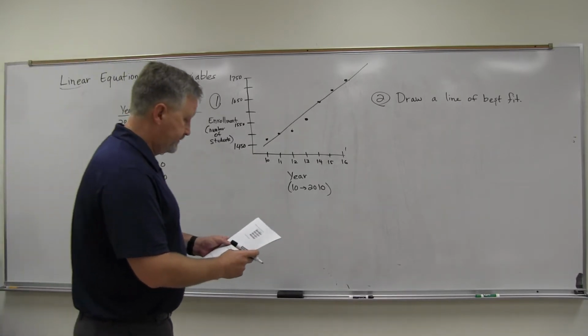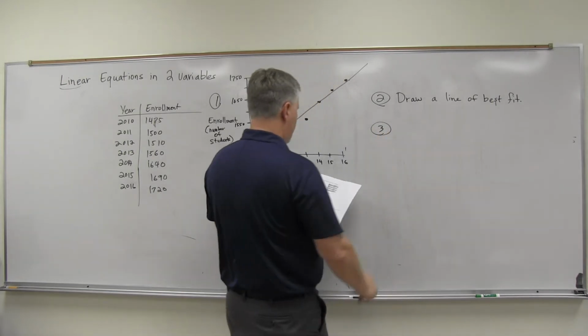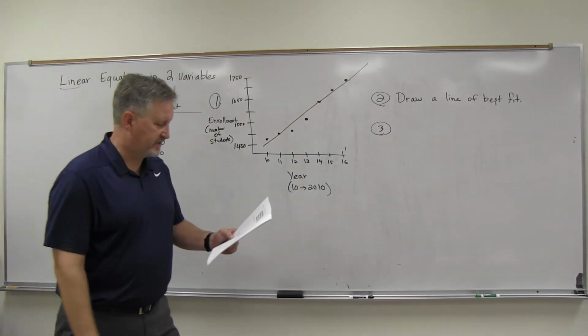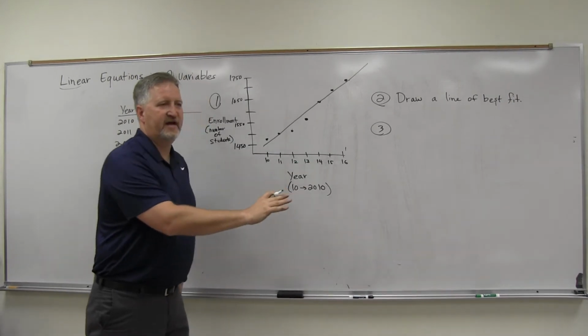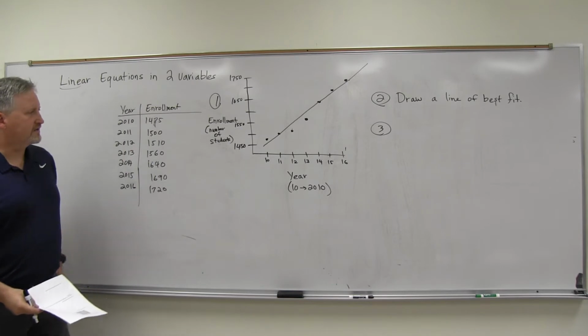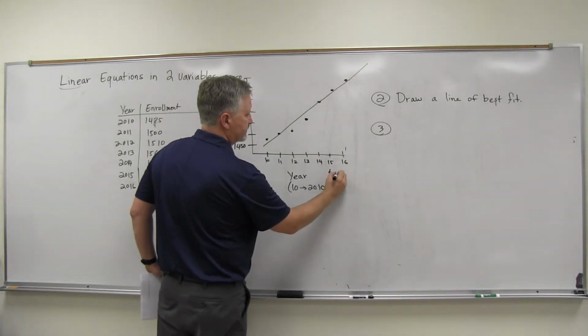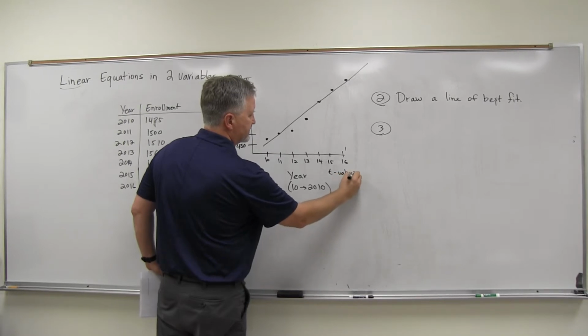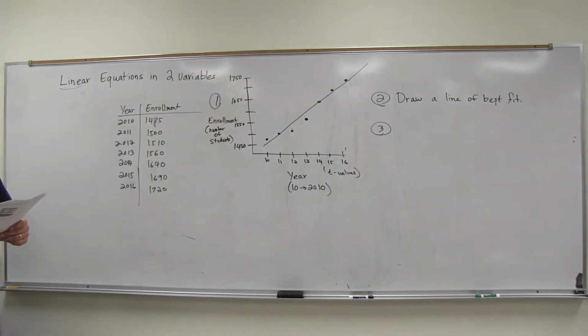All right. So number 3, using t equals 10 for the year 2010. So I'm going to call the x-axis the t-axis, t for year, that time. That's a lot of times what you'll see. So these are going to be t values here, as opposed to x values. Find a linear model for the data based on the line of best fit you drew in number 2.